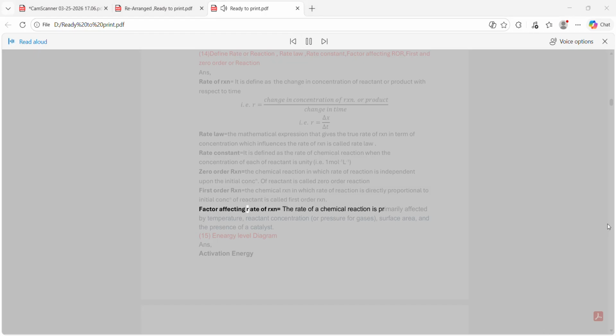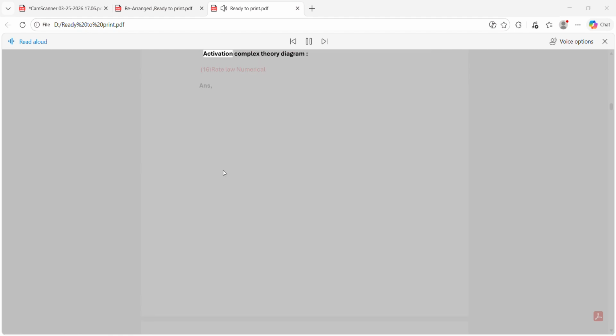Factors affecting rate of reaction: the rate of a chemical reaction is primarily affected by temperature, reactant concentration, pressure for gases, surface area, and the presence of a catalyst. 15. Energy level diagram. Answer. Activation energy, activation complex theory diagram. 16. Rate law numerical. Answer.